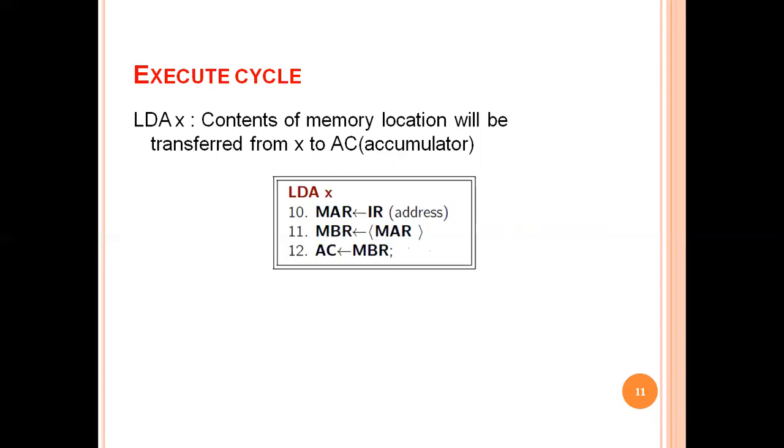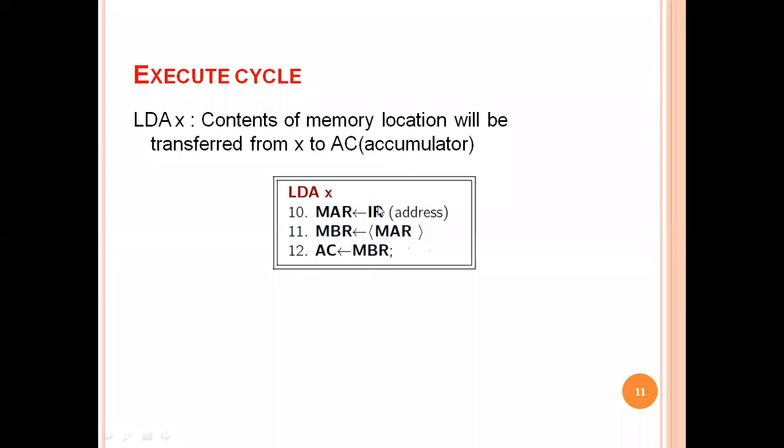Clear? So here the LDA X. Here LDA means the contents of the memory location X will be transferred. X is the memory address. I have not written the original address. X to the AC, the accumulator. Assume that we are talking about an accumulator based system. So LDA X means the data from the address location X will be stored into the accumulator register. See, this is the execution cycle of this.